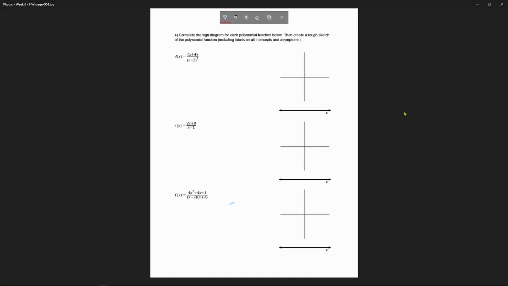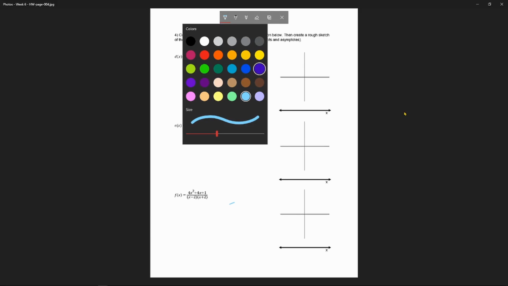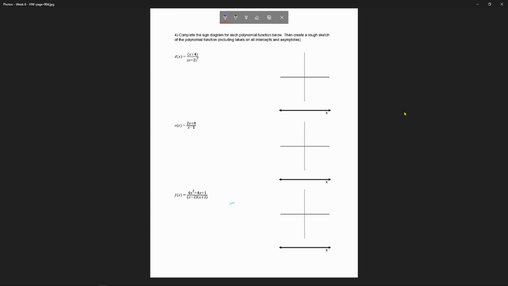Okay, so now we have problem number 4, and this one is probably the hardest out of all of them. First, if you notice, all of these are basically fractions. So if we find out where the denominator equals 0, we know that the function won't exist at those points, so we'll have what are called asymptotes.